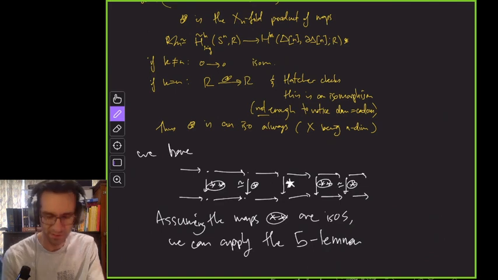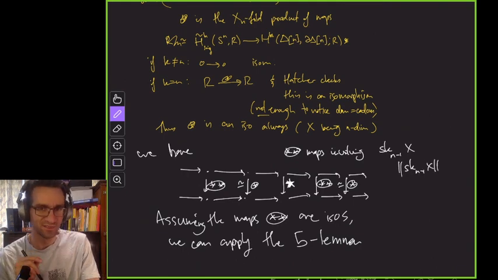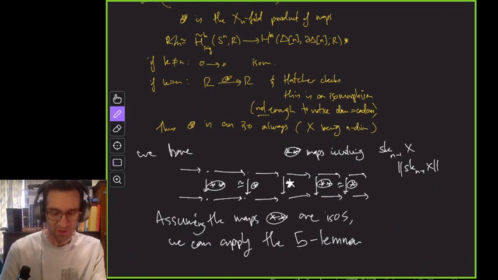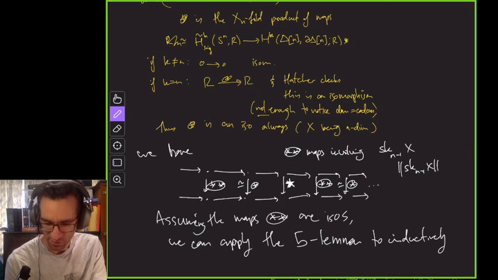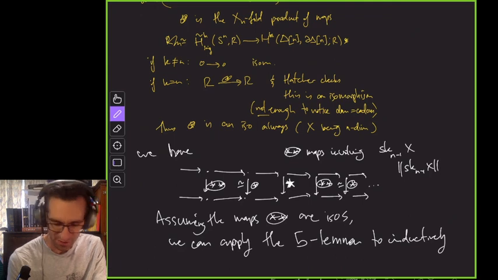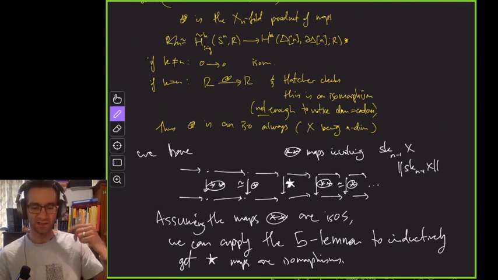Okay, but what are these double star maps? These are maps involving the n minus 1 skeleton of X. So that's an n minus 1 dimensional delta set, so it's one dimension down. And moreover, we could apply the five lemma, and this pattern repeats ad infinitum. So assuming double star maps are isomorphisms, we can inductively get that single star maps are isomorphisms. That's like induction on K.